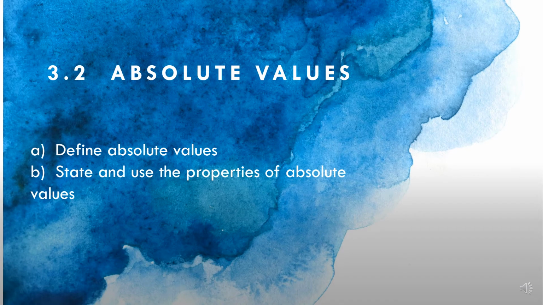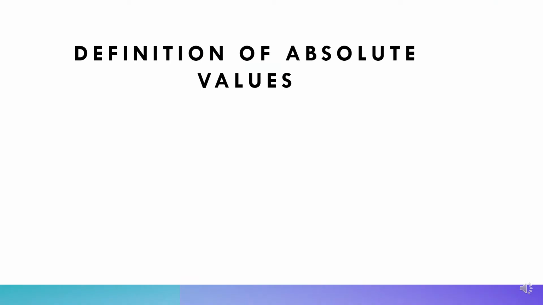Subtopic 3.2 Absolute Values. In this subtopic, we'll talk about defining absolute values as well as stating and using the properties of absolute values. The definition of absolute values: if I have modulus A, this modulus A will be equal to either A when my A is greater than or equal to 0, or negative A when my A is less than 0. Here my A refers to the A that is inside the modulus.